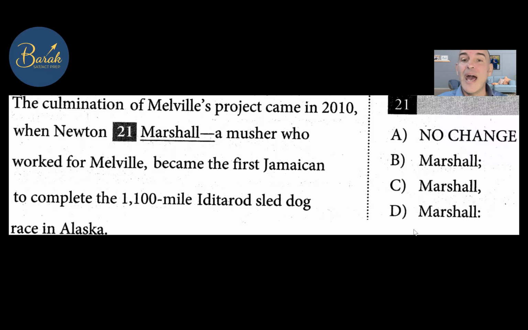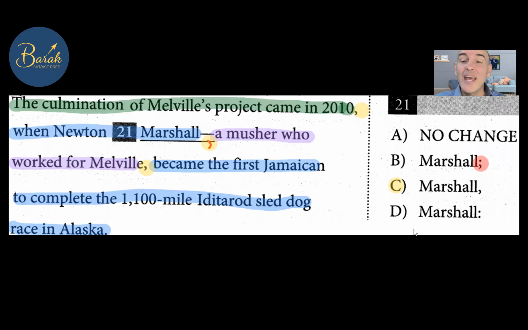Let's take a look at question 21, okay? Same thing. If we go with the correct answer, which is C, that creates that purple section there that we can pull out and then we can read the sentence smoothly. So the culmination came in 2010 when Newton Marshall became the first Jamaican to do whatever. All right. And later on, we'll explain what the rest of these colors are. We're going to revisit these questions.